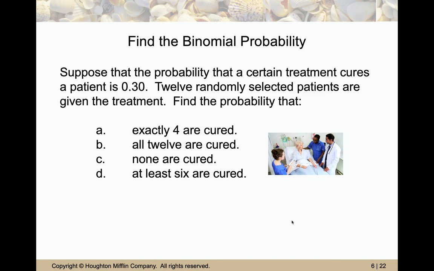Another example. Suppose the probability that a certain treatment cures a patient is 0.30. So for any one patient, there's a 30% chance of getting cured. 12 randomly selected patients are given the treatment. Find the probability. Exactly 4 are cured, all 12 are cured, none are cured, and at least 6 are cured.